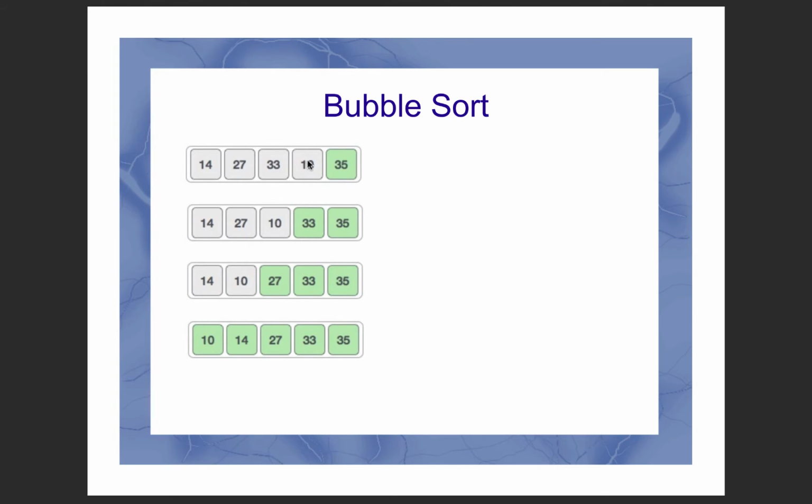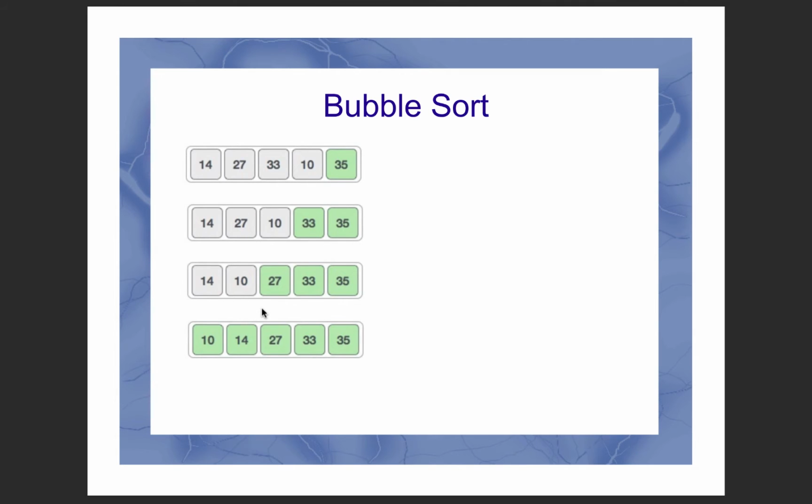Then 33 and 10 is not in the right place, so they swap, and 10 would be here and 33 would be here. Then they check 33 and 35, this is fine, they don't need to change. So still it's not sorted, then it starts again. It checks that 14 and 27 are in the right place, but 27 and 10 are not, so it swaps. Then finally it swaps 14 and 10, which are not in the right place, and 10 will be here.